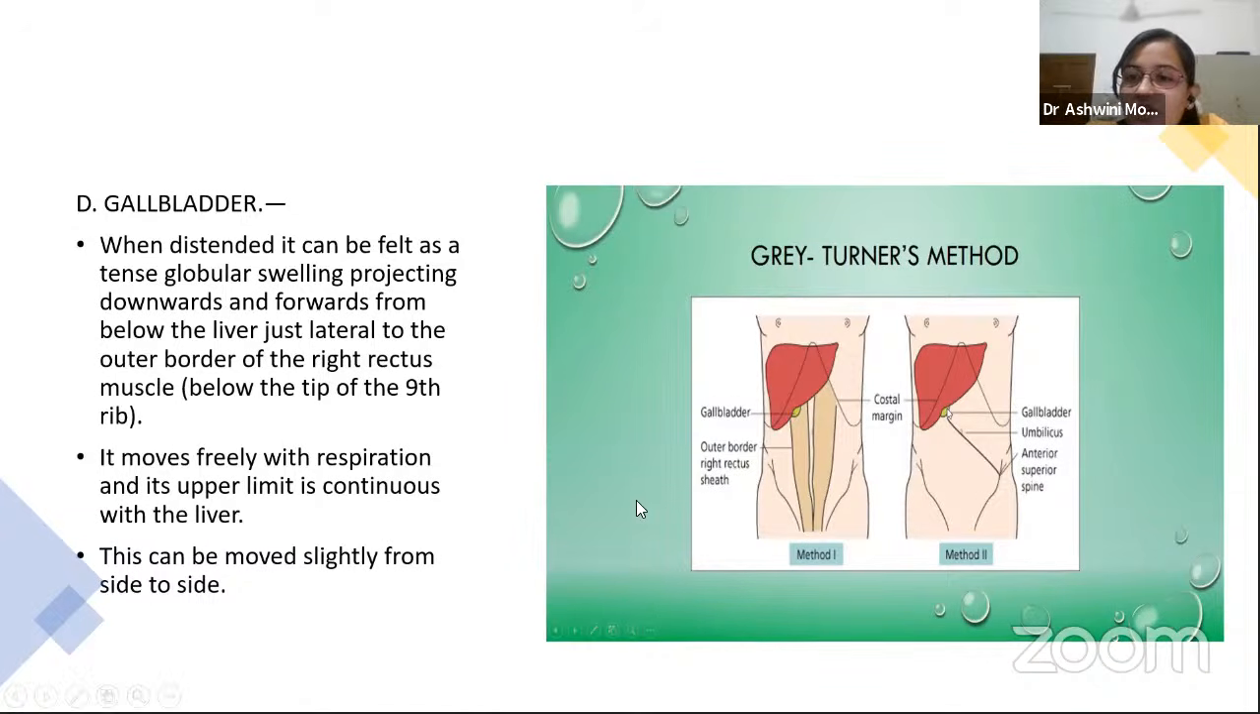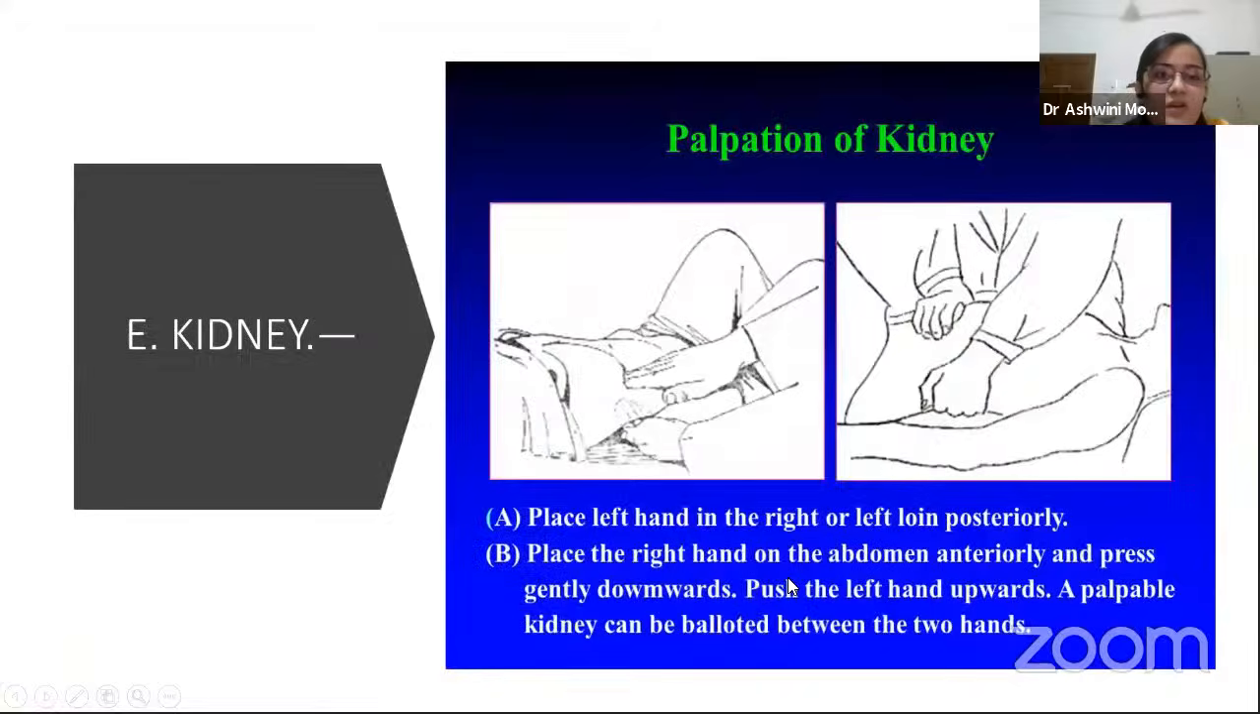Another is we can palpate it from the left iliac fossa, from the farthest point, from the anterior superior iliac spine. We can go towards the GB fossa site, that is this point, the acute cholecystitis point, and we can palpate it. The lower border we can palpate. This is another method. After the gallbladder, the kidney is a ballotable organ, so we can do it. The bimanual examination we will do.